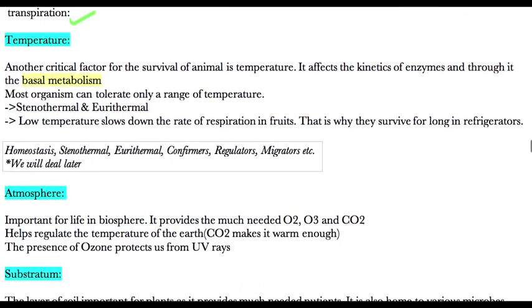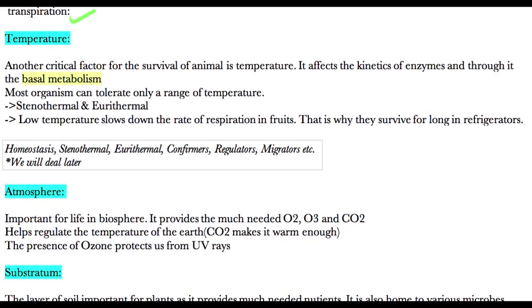Then temperature. Another critical factor for the survival of animals is temperature. It affects the kinetics of enzymes and through it the basal metabolism. So what is basal metabolism? You might be knowing. It is the minimum level of metabolic process which is required for survival of a living being. Most organisms can tolerate only a small range of temperature, and not beyond that. Those are called stenothermal, as we discussed earlier also. And eurythermal are those animals which can tolerate a larger range of temperature.